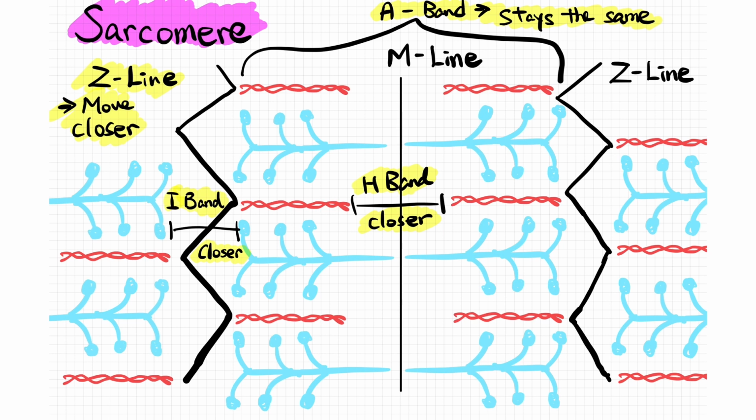The I band is the region between two adjacent sarcomeres and contains only actin filaments. It becomes narrower during muscle contraction as the sarcomeres shorten. The A band is the central region of the sarcomere that contains both actin and myosin filaments. It remains constant in width during muscle contraction. And the Z-lines come closer together as the sarcomere shortens. This shortening of sarcomeres contributes to the overall shortening of the muscle fiber, leading to muscle contraction.